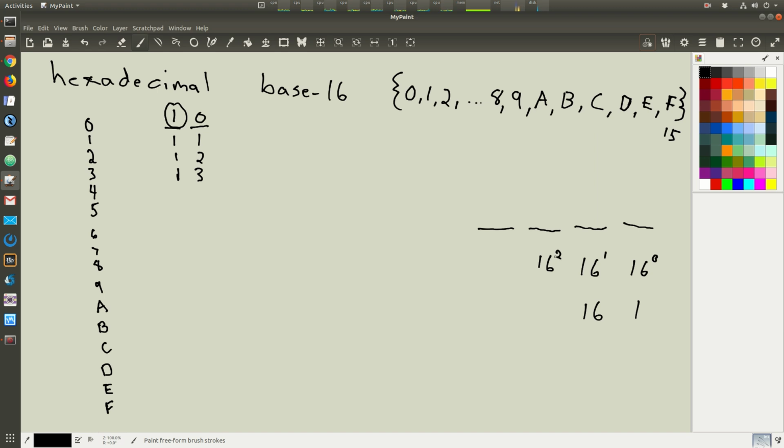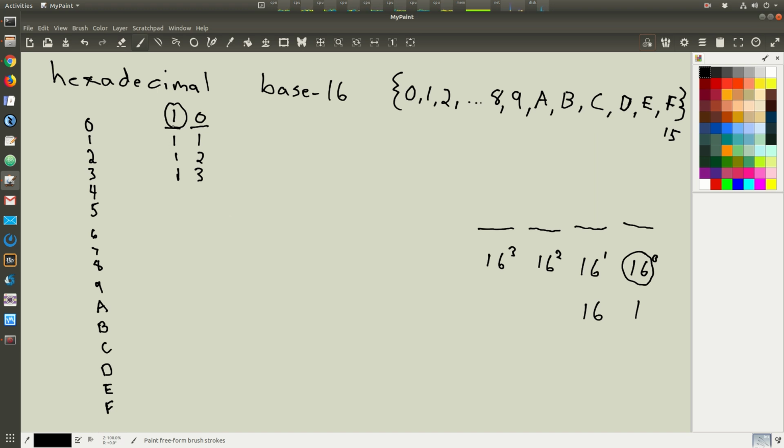16 squared and 16 to the third. So just like all of the other bases, every digit represents the base, and the rightmost digit is the base to the power 0, and then you increment that power as we go left. The next digit is the base to the first power, the next digit is the base to the second, third, fourth, and as we extend on out, that power just increases.